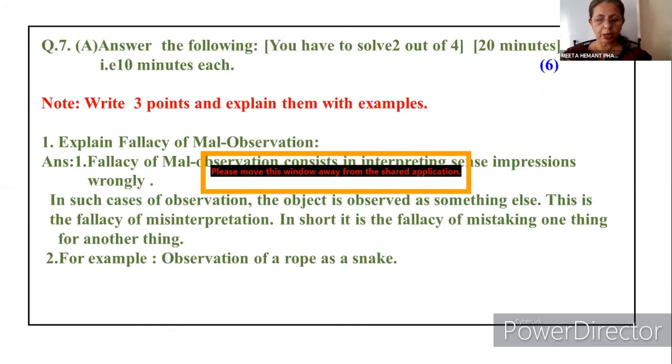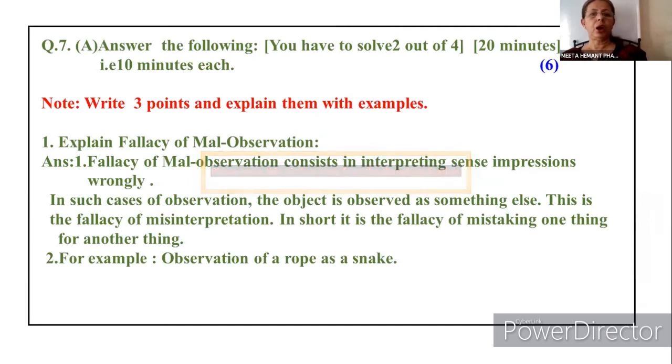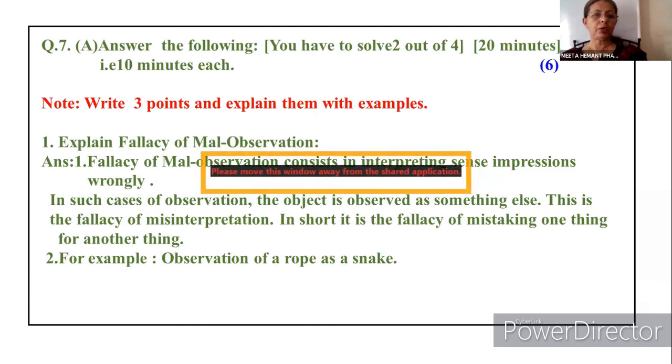Now we come to the next slide. Question number 7. Answer the following. You have to solve 2 out of 4, 20 minutes, 10 minutes each. Write 3 points and explain them with examples. Always write in points and explain them with examples for 3 marks. You have to write it in 10 minutes.